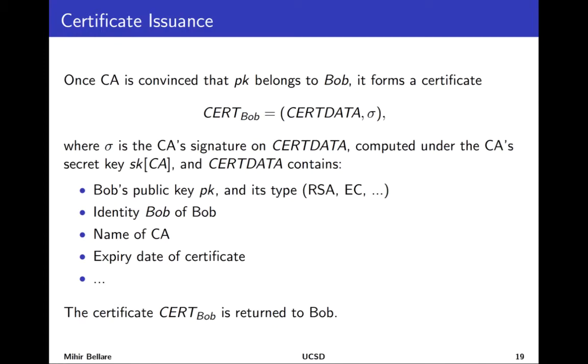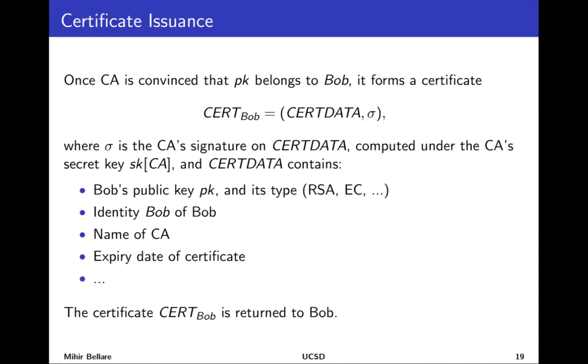Now it has to generate a proof. This is something that tells Alice, yes, I have checked all this. This proof is what's called a certificate, and it consists of two parts. There's some data, and then there's a signature. So this signature is the CA's signature on the data, which is computed under its own secret key. So here we are bootstrapping digital signatures, which is one reason we delayed the discussion of this topic until now, because certificates use digital signatures to implement them.